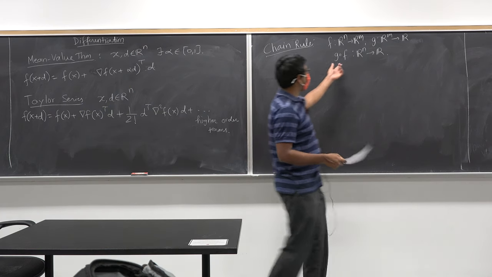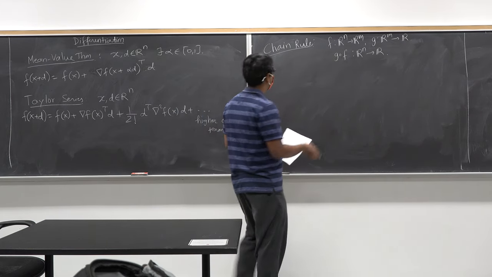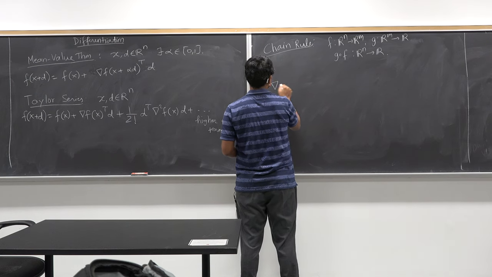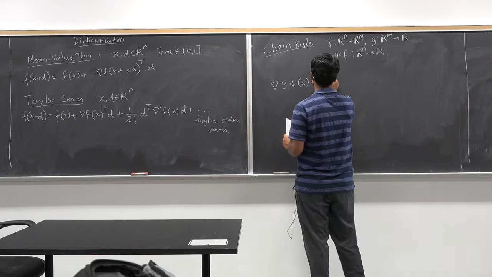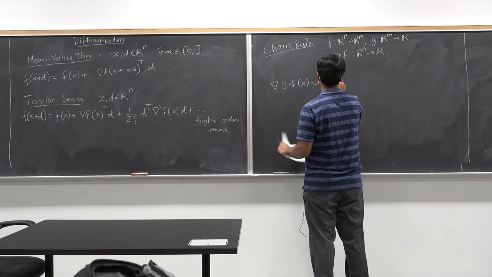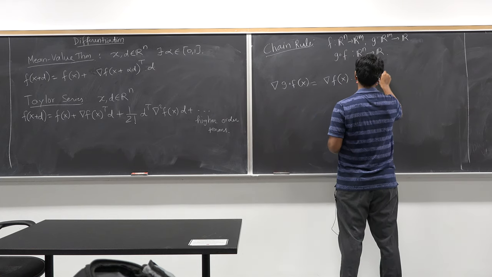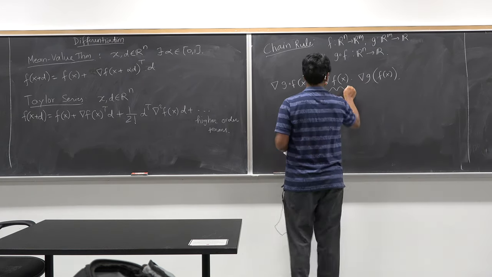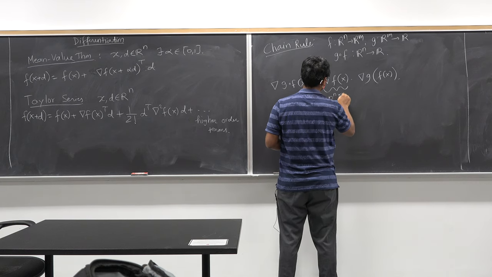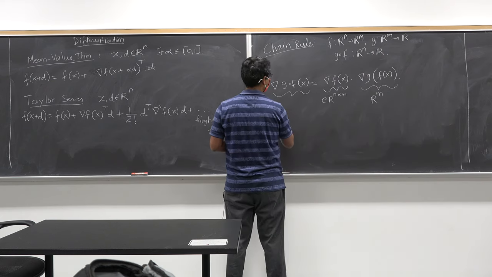Now the question is, I want to take the derivative of this function, g composition f. How do I do that? Well, here is the expression. The gradient of g composition f evaluated at x is given by the gradient of f evaluated at x times, this is a matrix multiplication, the gradient of g evaluated at f of x. And if you recall, this is a matrix in n cross m. This is a matrix in m dimension. And this is a matrix in Rn.